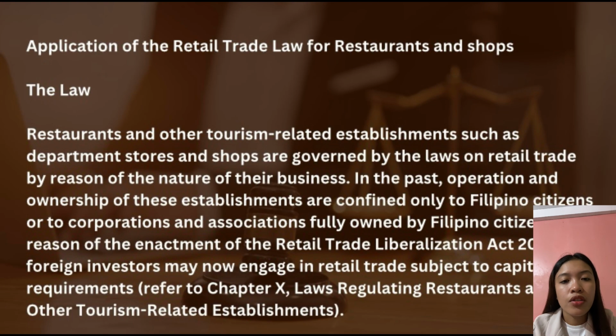Retail trade laws for restaurants and shops. So the Retail Trade Liberalization Act of 2000 has opened up the retail sector to foreign investors, especially in businesses like restaurants and shops. However, there are specific capital requirements that foreign investors must meet, ensuring Filipino ownership and control in retail businesses even as they seek to contribute to the growing consumer market.